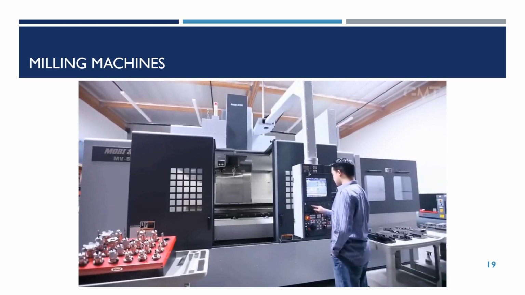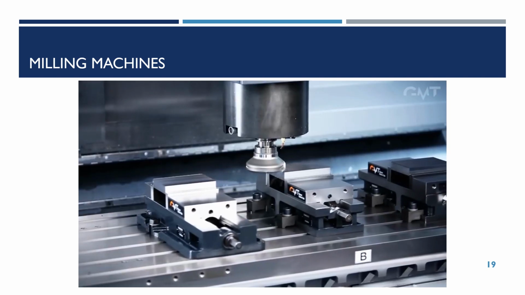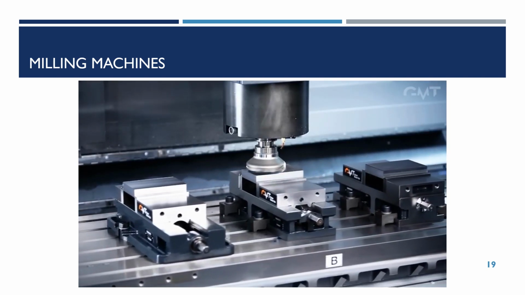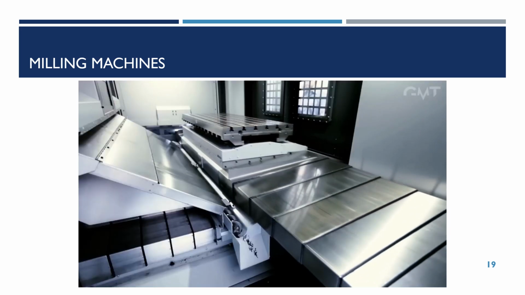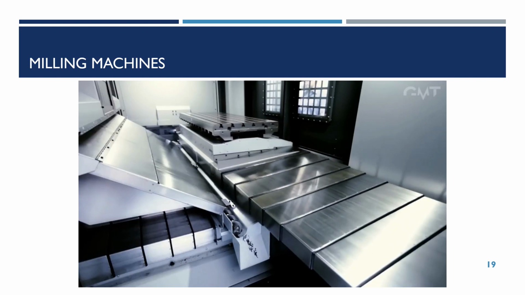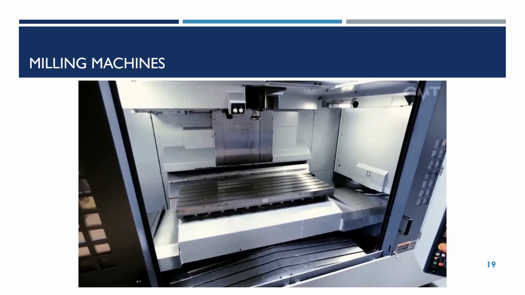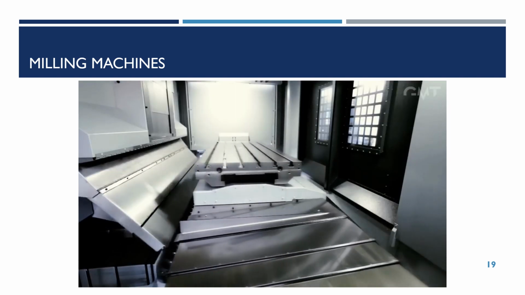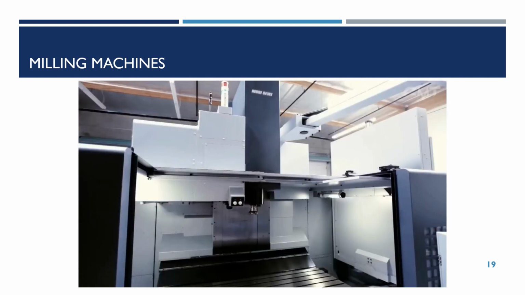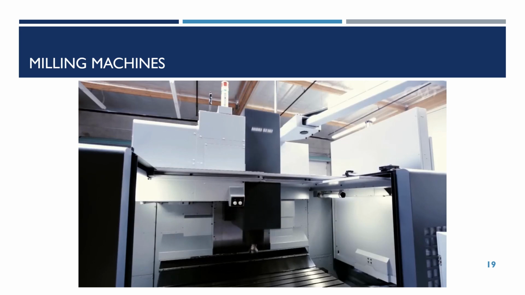A vertical machining center, or VMC, is a computer-controlled CNC milling machine. Movements are very similar to those of conventional milling machines, with the table moving along the X-axis, the Y-axis, and the spindle head moving vertically along the Z-axis.